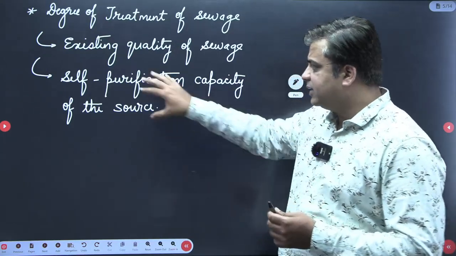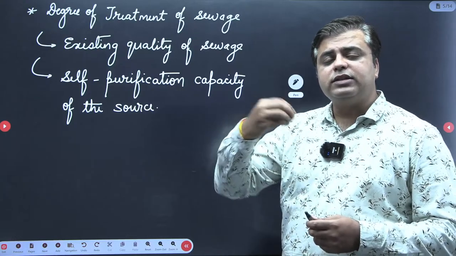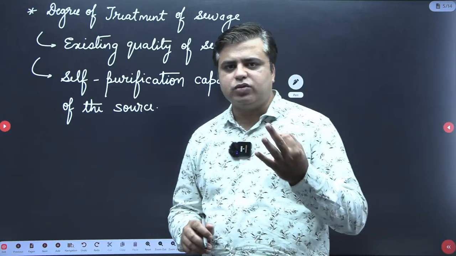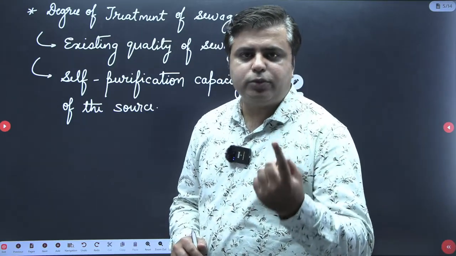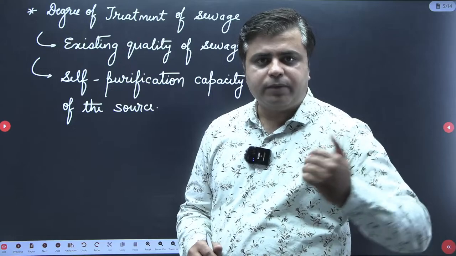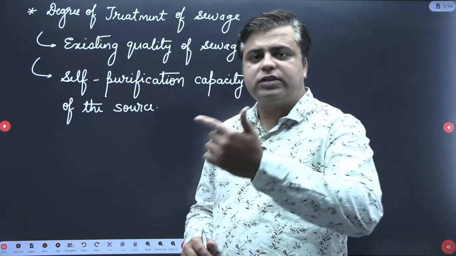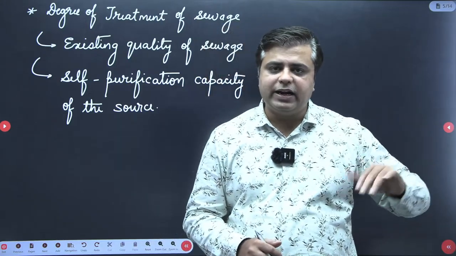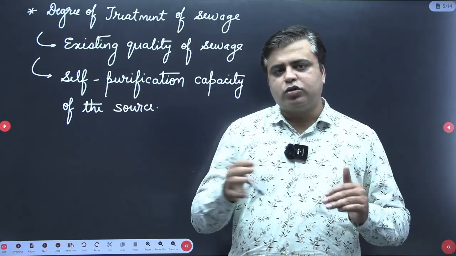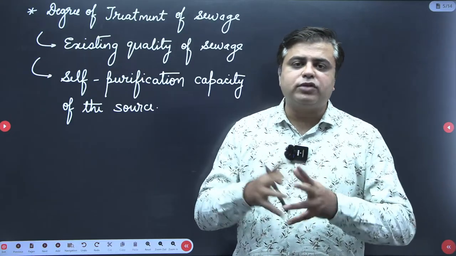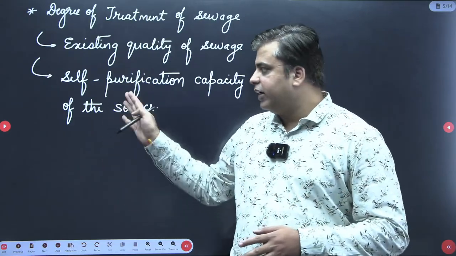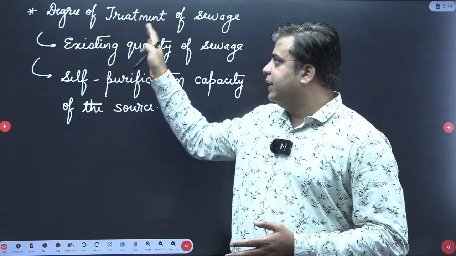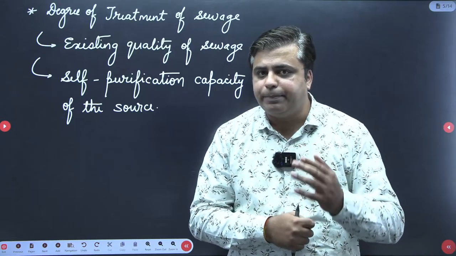Now this is again a separate discussion: how the self-purification capacity is defined, and what the different sources are. Basically we have three sources. Either you dispose of the treated wastewater on a river, or on a lake, or you directly apply it on land. Different sources have different types of self-purification capacity, which you read in the disposal of sewage. So the degree of treatment given to the sewage depends on these two factors.